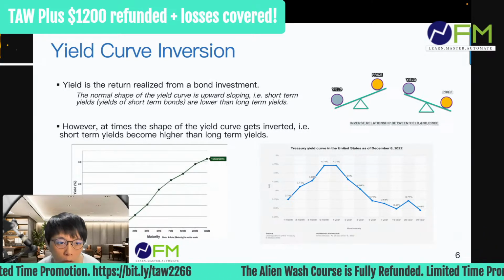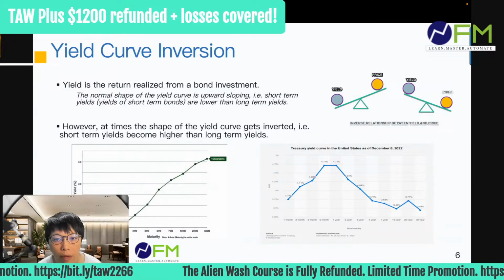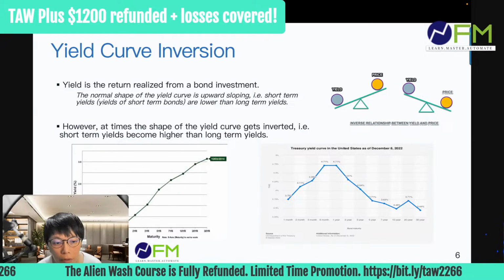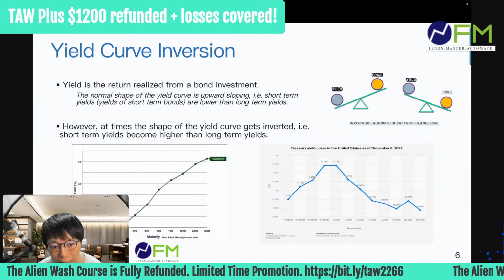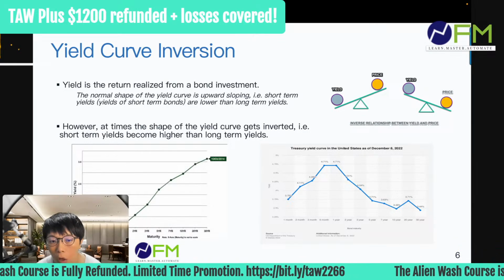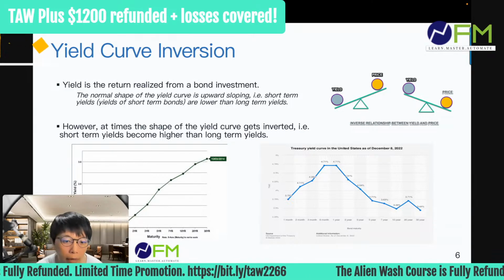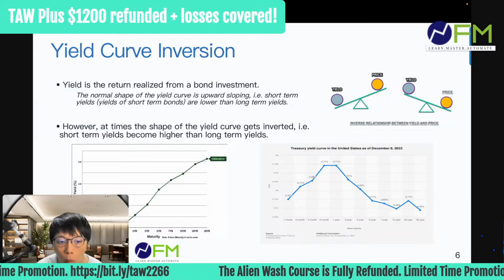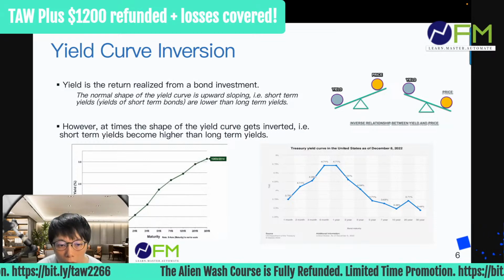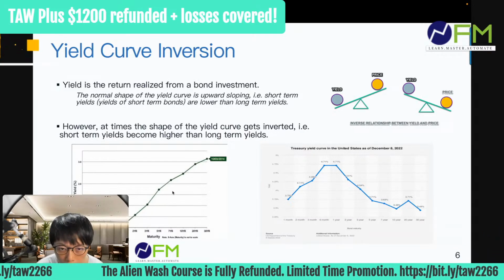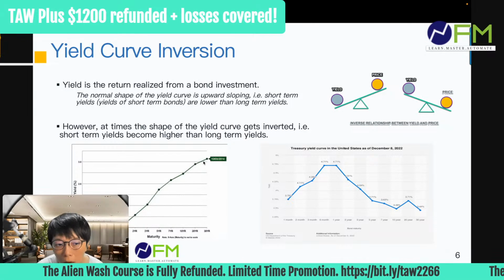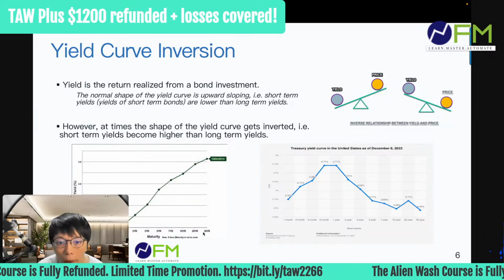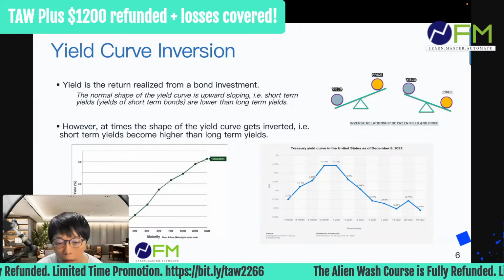That means the yield of the short-term bonds would be lesser than the yield of the long-term bonds. If you take a look at the left side here, the 1 month or 3 month or 1 year, in a normalized situation, it should continue to move up towards a longer dated bond, where the longer dated bond should have a higher yield.